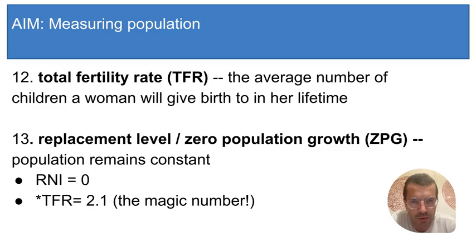This is a number you have to remember. It's the magic TFR. It produces stability, zero population growth. And it's the one that governments are always trying to get the mommies and the daddies in their country to follow. 2.1, the magic TFR, don't forget it.